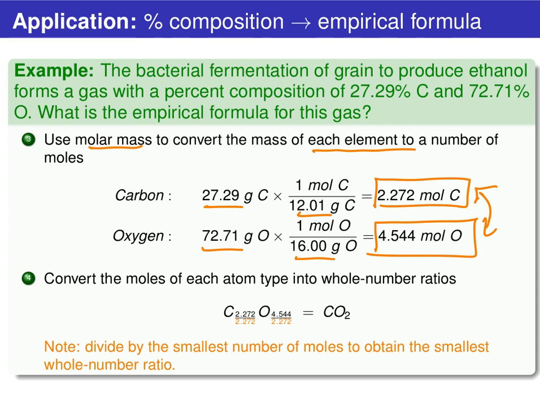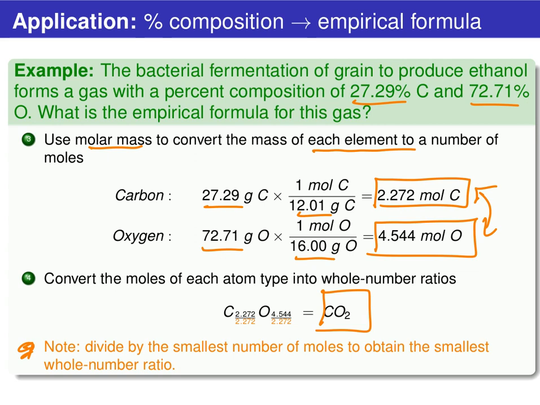Of course, when we write down the formula using these decimal quantities, things look ugly. So what we have to do is divide by the smallest number of moles to get the smallest whole number ratio. We see that carbon has the smallest number of moles, so we divide both by the number of moles of carbon atoms, and we arrive at our final answer, CO2. So CO2 is the empirical formula of a gas that's 72% oxygen, 27% carbon.